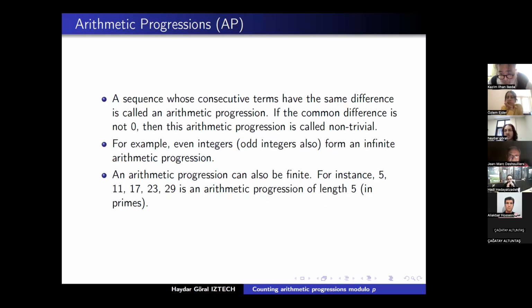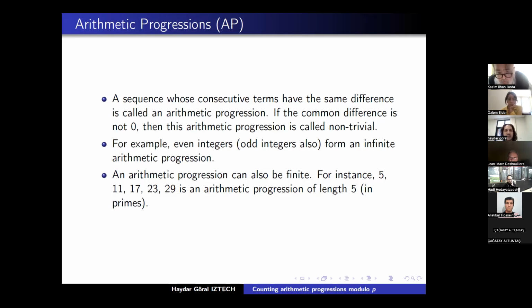It's a sequence, either finite or infinite, does not matter, but the consecutive terms always have the same difference. So it starts with some number a, then the jump is always the same number: a plus d, a plus 2d. And if the common difference is not zero, then this arithmetic progression is called non-trivial. So these are the arithmetic progressions that we care about, because if you have a non-empty set, you can always find trivial arithmetic progressions, the constant sequence, which is not very interesting.